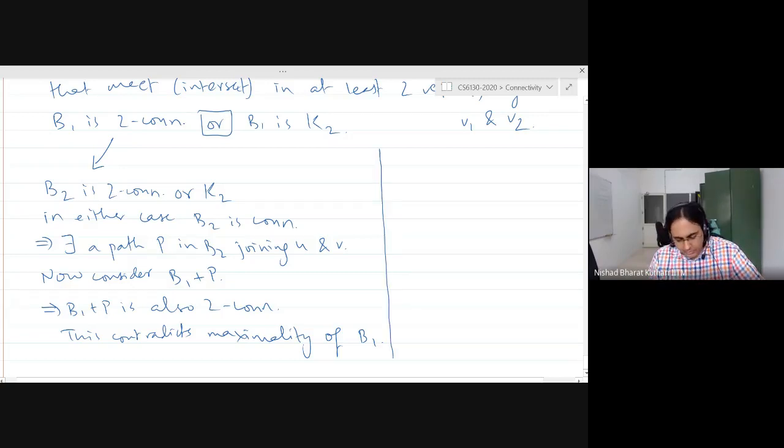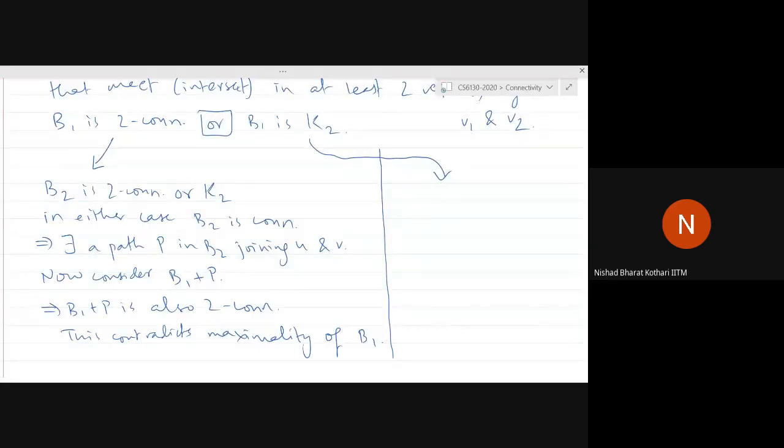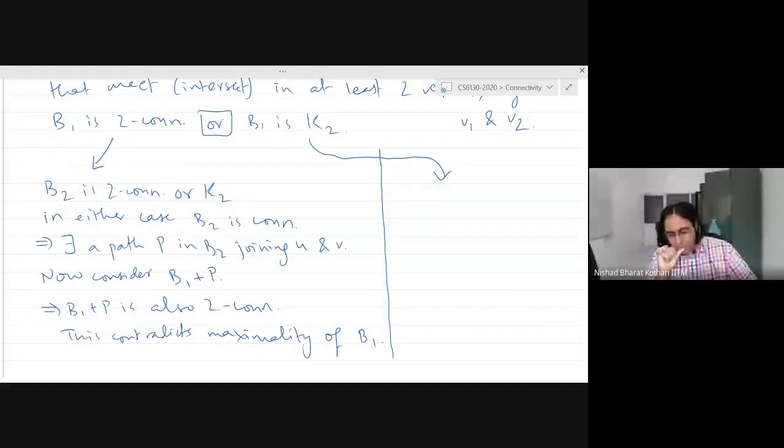What about the K2 case? Can somebody tell me what happened in the K2 case? Anyone? Oh, I see.